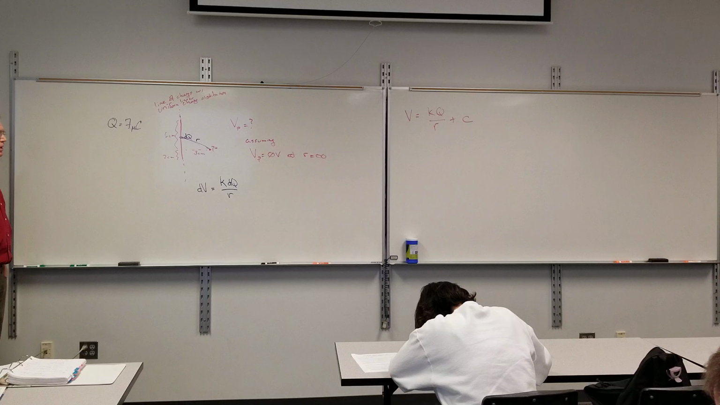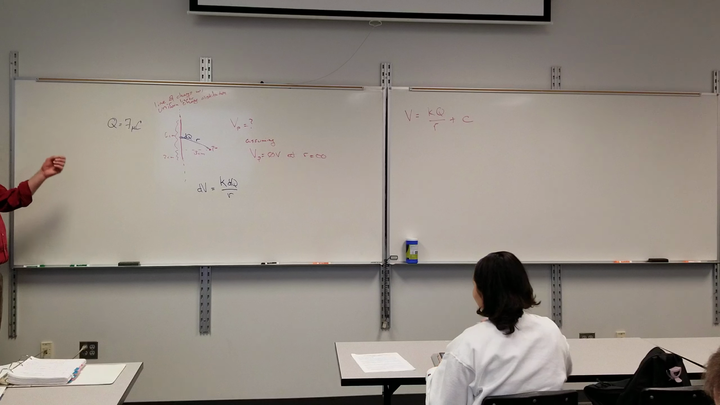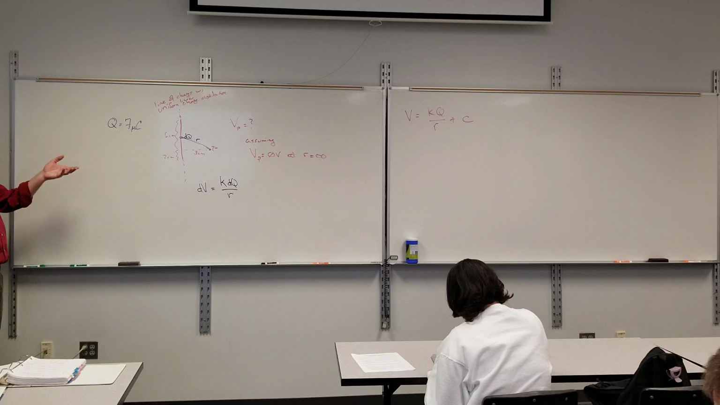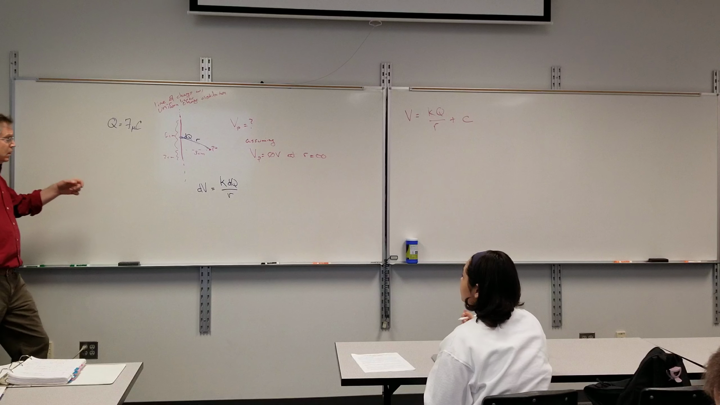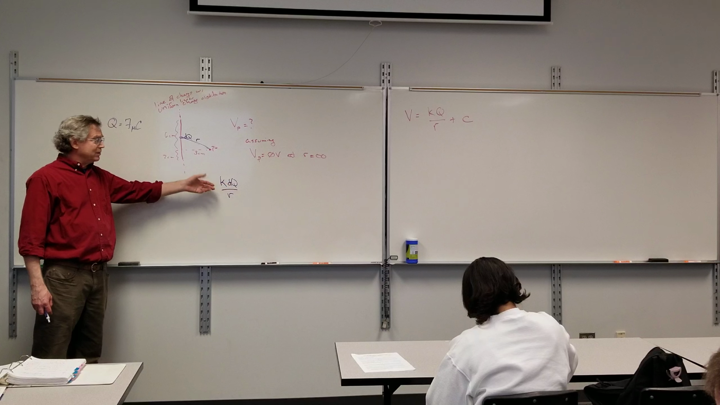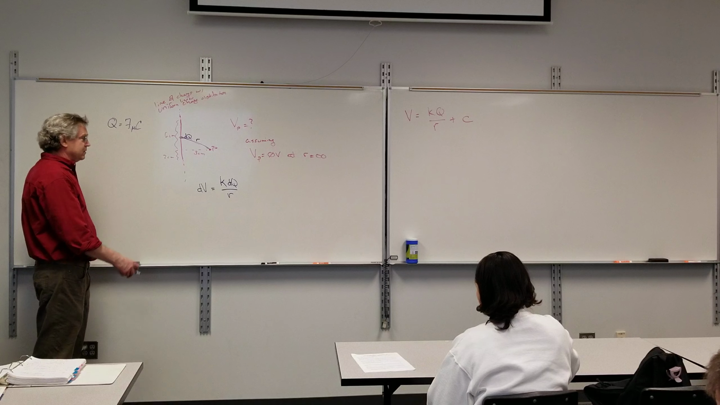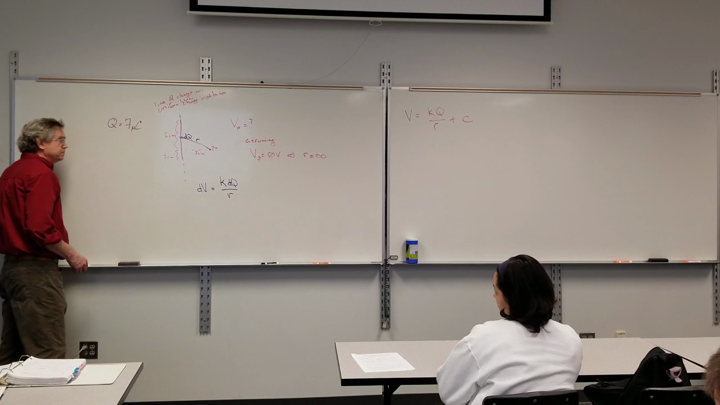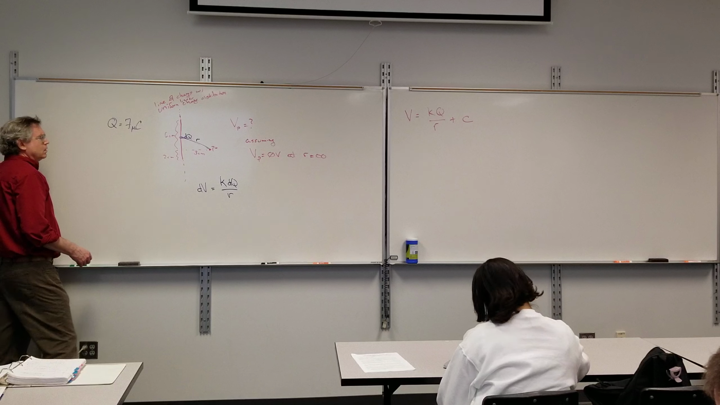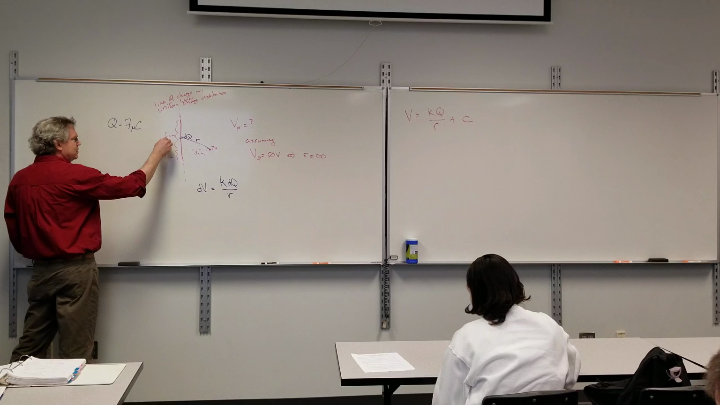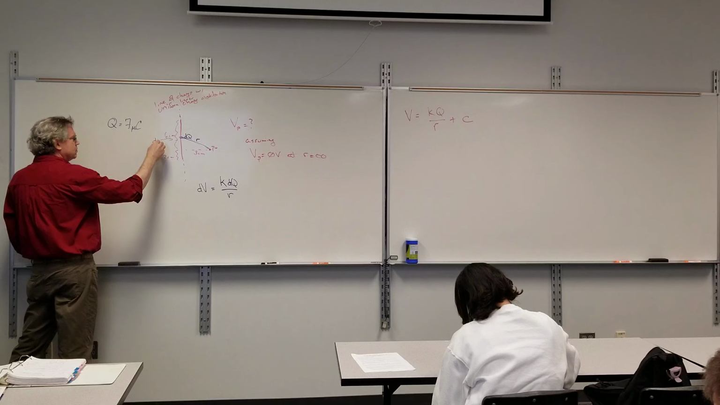I want to get this in terms of a single variable. R is a variable, Q is a variable, K is constant, so I don't have to worry about that. But I need to somehow get Q in terms of R. Going with this distance here is, I'll just say dy.